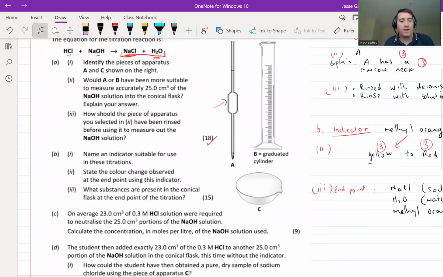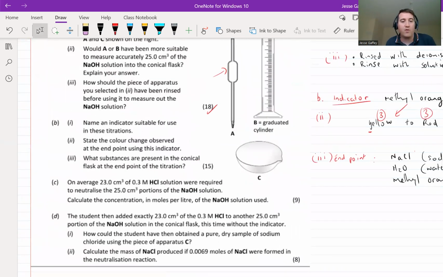Well done. All right, so it says here, on average, 23 centimeters cubed of 0.3 molar solution were required to neutralize the 25 cm cube portions of NaOH solution. Calculate in moles per liter the concentration of the NaOH solution used. Okay, so this is where we get into our calculations bit. And the calculations for this are definitely going to be easier than the calculations in your higher level question, but they still require a little bit of thought.